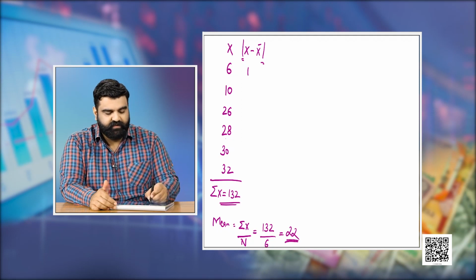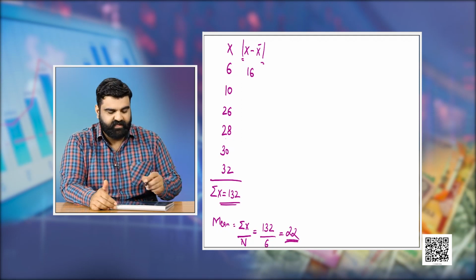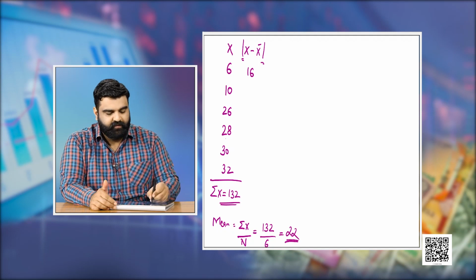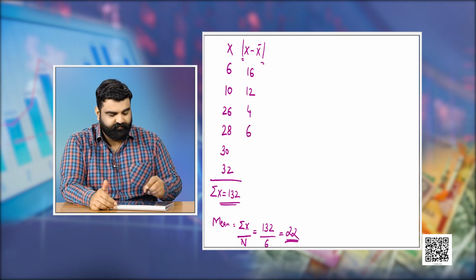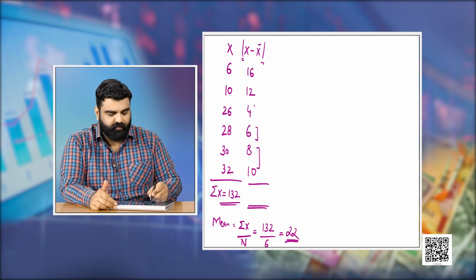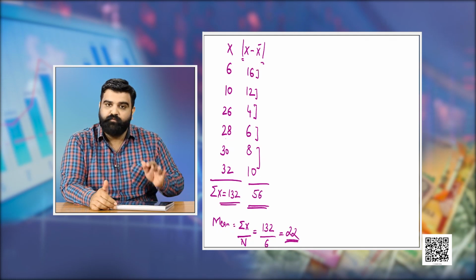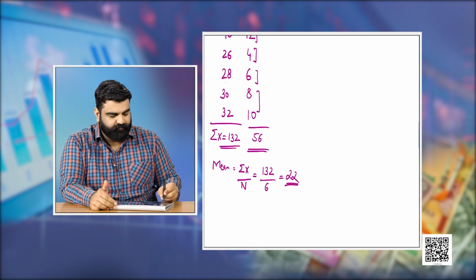So, this will be 16, I will ignore the minus sign because we have the mod signs, then 12, then 4, then we have 6, then 8, and finally we have 10. Let's total them up. So, the total is 18, 24, 28, 40 and finally 56. So, this is the sum of all the deviations from mean.